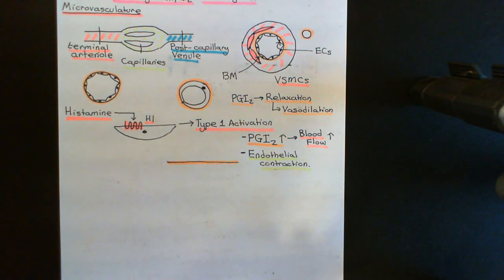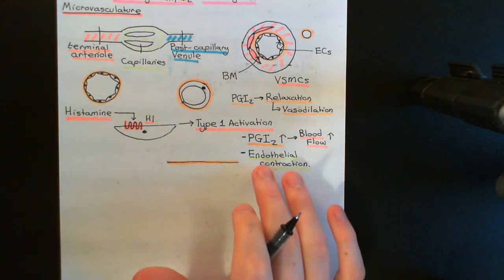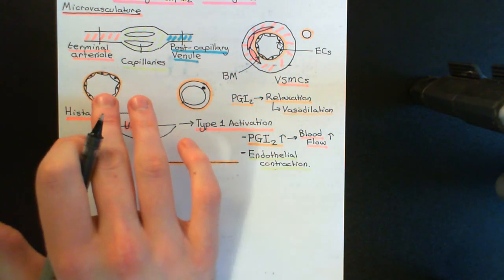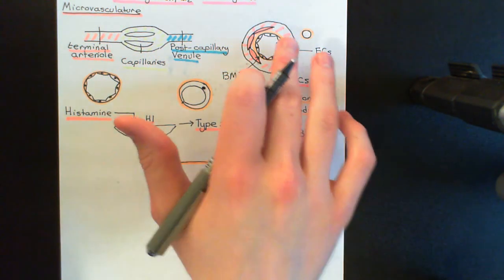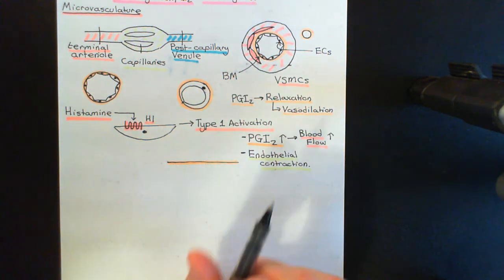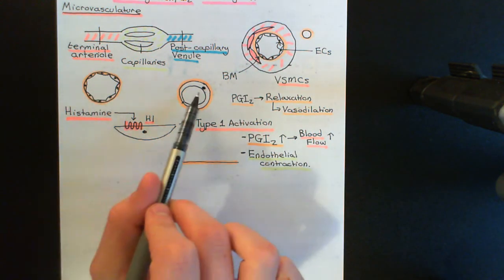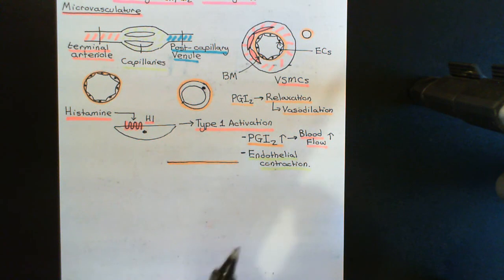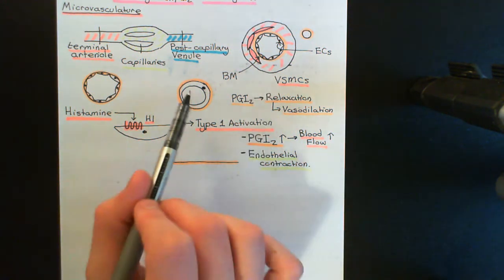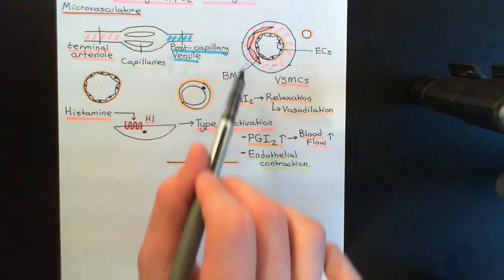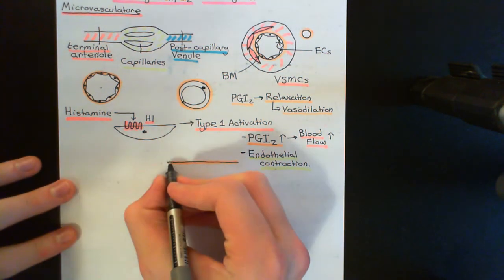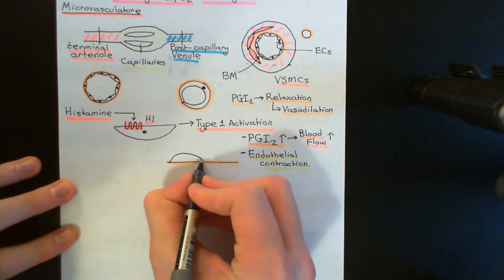Oh, and it's important to note here that the endothelial contraction is majorly going to occur in the capillaries and the post-capillary venules rather than in the terminal arterioles. So this majorly affects the capillaries and post-capillary venules over the terminal arterioles. And I'll explain why it's better to have it occurring in these than these ones in just a moment. Okay, right. So let me now just draw some endothelial cells on here.